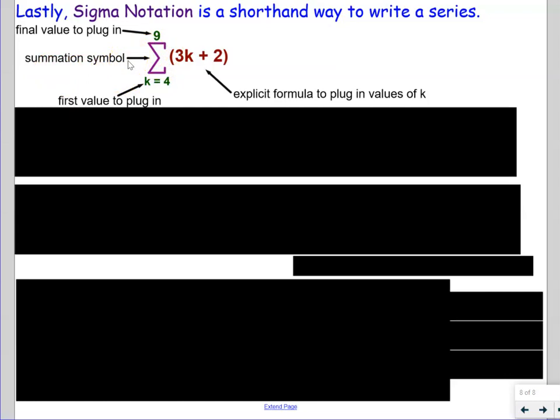So it's a series. Then on the bottom, you're going to have k equals a number, or i equals a number, n equals a number. It's whatever the letter is, and it tells you what's the first value of the variable to plug in. The thing on top will be the final value, the last value of that letter to plug in. And this thing on the right side will be the equation you use, the explicit formula, to plug in those values of k.